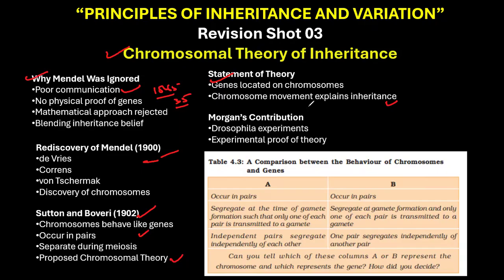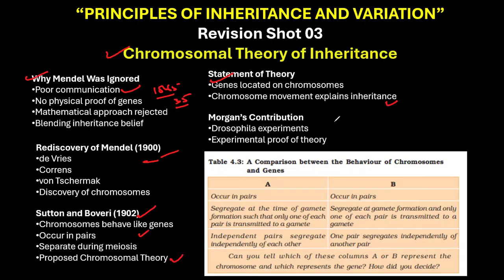Now, meiosis and independent assortment. During metaphase 1 of meiosis, you know that chromosome pairs align randomly. One pair does not affect the other. So this explains Mendel's law of independent assortment in the chromosomal theory of inheritance.